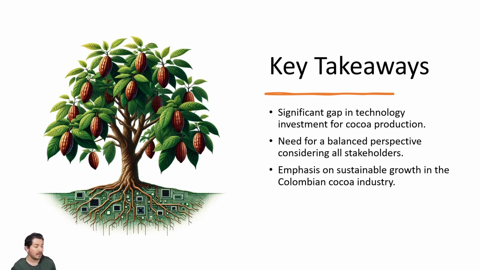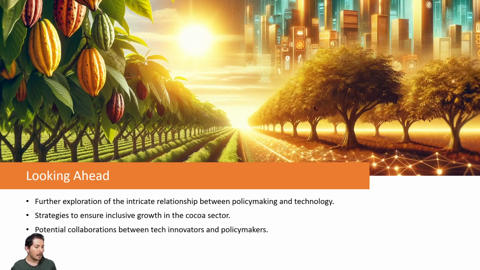We need to work hand in hand with the smallholder farmers to develop technology more suitable to that kind of end user, which can generate much more sustainable growth in the Colombian cocoa industry, because if we analyze the production and make the best treatments, we can reduce emissions, water waste, and waste from cocoa overripeness and so on. So we have to keep working on these policy-making strategies and analyze the impact on technology. Also analyze the strategies to make more inclusive growth in the cocoa sector, and analyze the relationship between tech innovators and policymakers with cocoa farmers. Thank you so much.